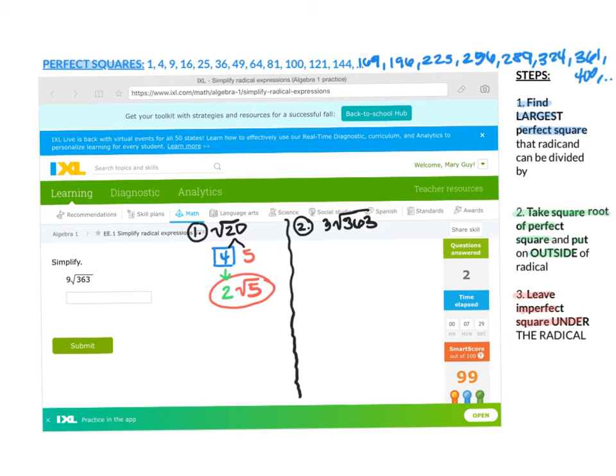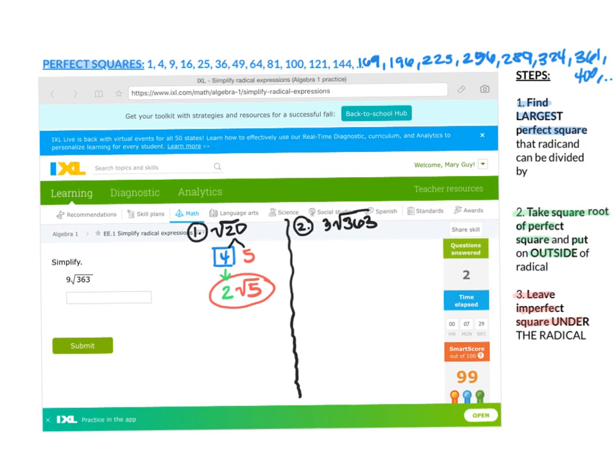And so the second step says, now that you know the perfect square, take the square root of it. What number times itself gives you 121? Well, that answer is 11. And then the third step says to leave the imperfect one underneath. But on these problems, when you already had a number that was outside of the radical, we can't forget about it. So now that both of these are outside together, they can come together and play with each other.